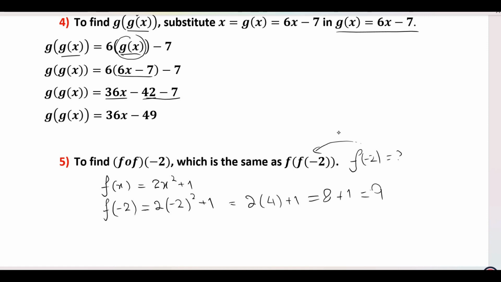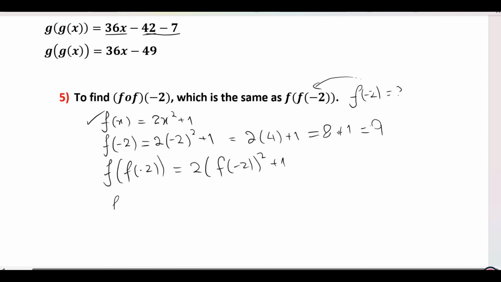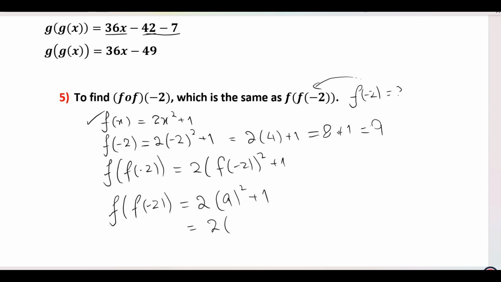So now we have to put f(minus 2) in this function again, replacing x with f(minus 2). So 2 times f(minus 2) squared plus 1. We already know the value of f(minus 2). So it is equal to 2 times 9 squared plus 1. 2 times 81 plus 1. That gives us 162 plus 1, 163.